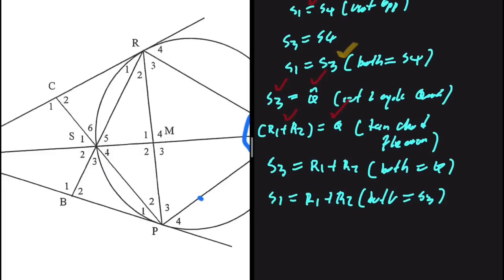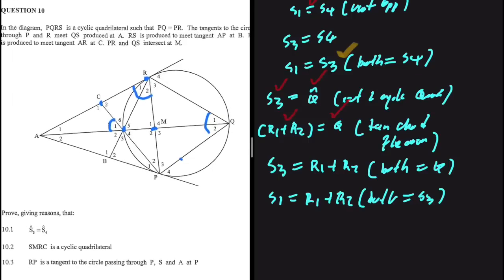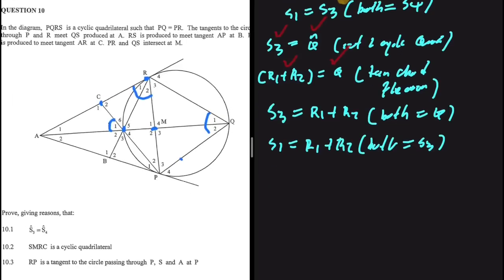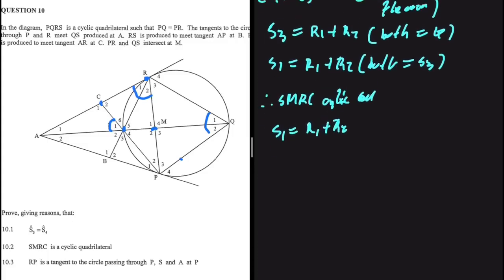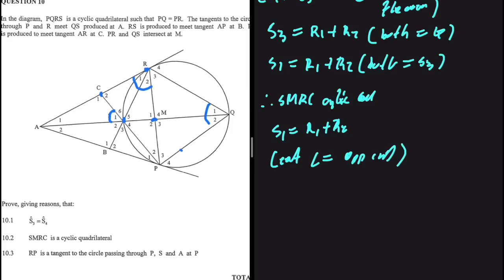We have proved that S1 is equal to R1 plus R2. So SCRM is indeed a cyclic quad. We're saying that therefore SMRC is a cyclic quad because S1 is equal to R1 plus R2, okay? The exterior angle is equal to the opposite interior. That is 10.2, okay? And the interesting question, 10.3, right?